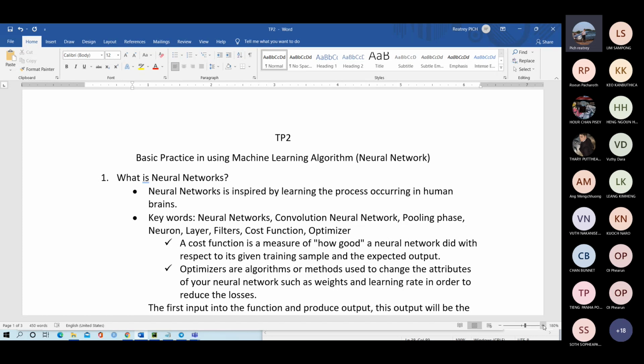So our TP today is a basic practice to build one model using a machine learning algorithm, which is a neural network. Some of you already know it, that's okay, you can understand it more. But some of you have not learned it yet; actually, you will learn it in the AI, artificial intelligence course. You will learn about machine learning algorithms.